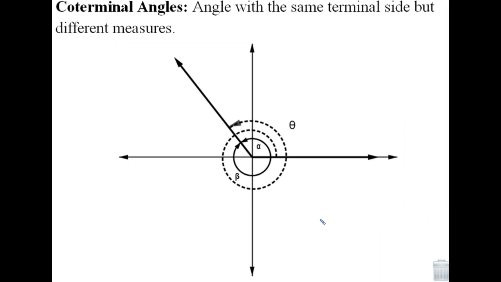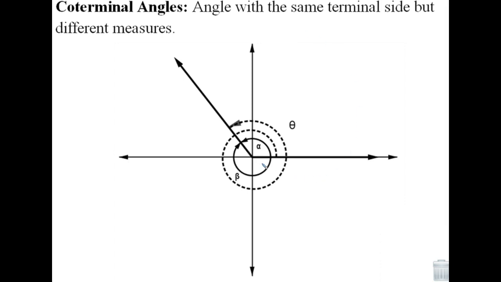This is going to lead to the idea of coterminal angles. Angles with the same terminal side but different measures. And it's going to be coterminal angles that allow us to talk about angles that are greater than 360 or for negative angles less than negative 360.